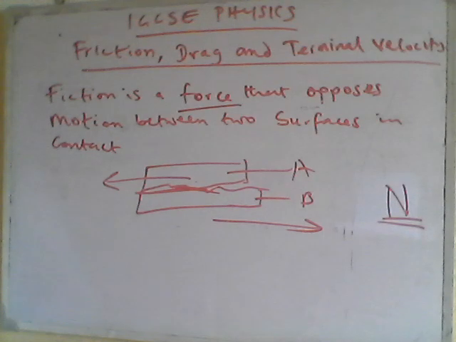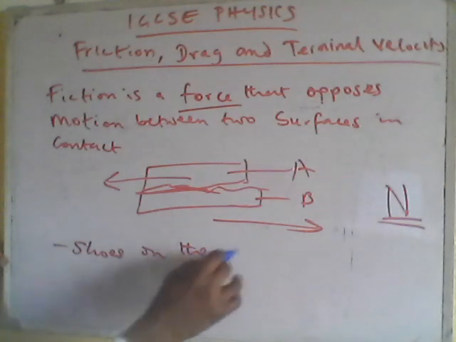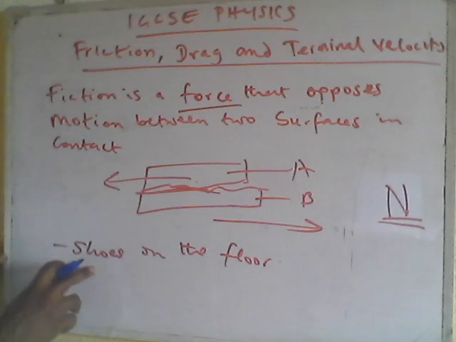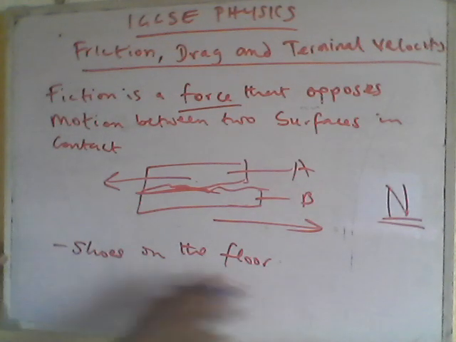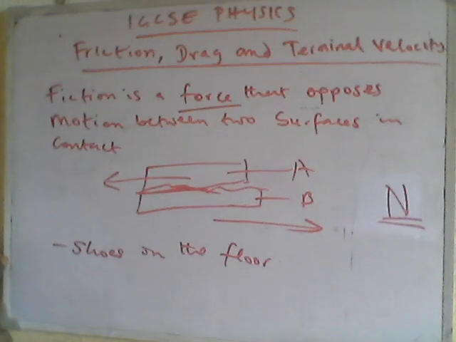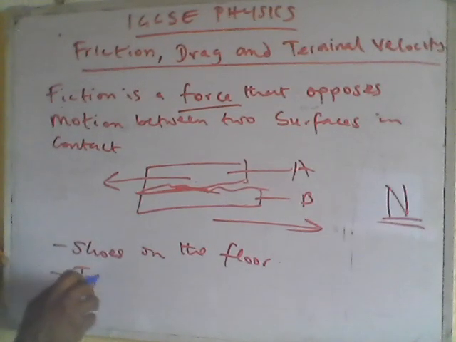So examples of friction include shoes on the floor. Your shoe on the floor, if you are wearing them or standing still, is being opposed by friction. The shoes and the floor are two surfaces in contact, but there is a friction opposing them from moving in the opposite direction. Another example is tires on the road.